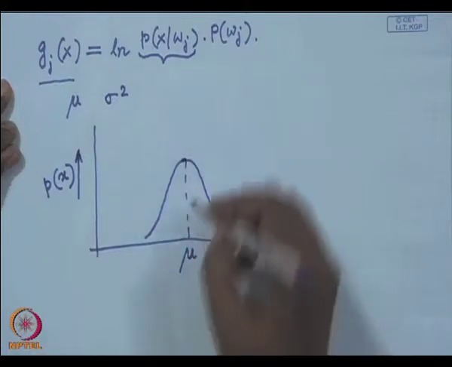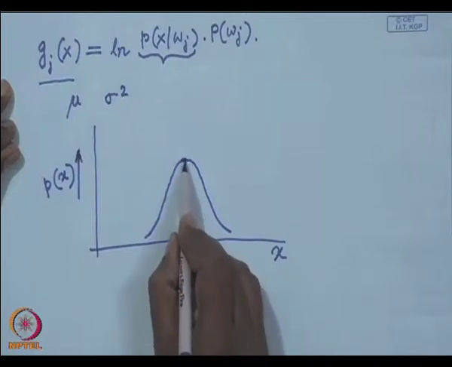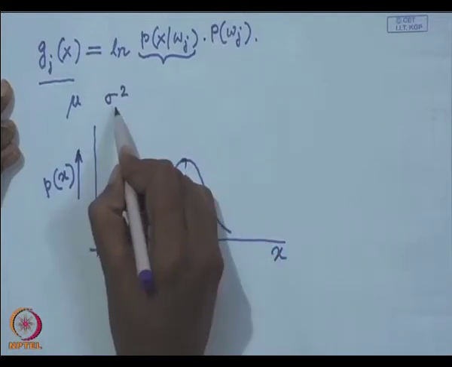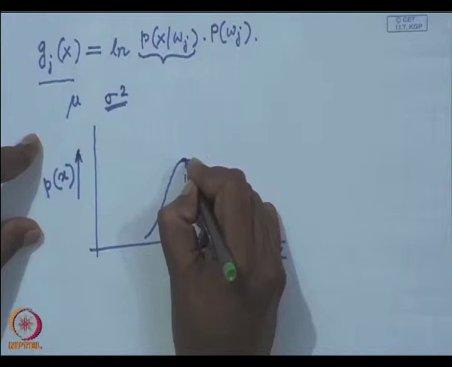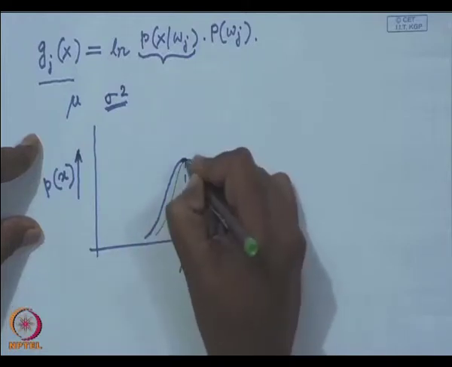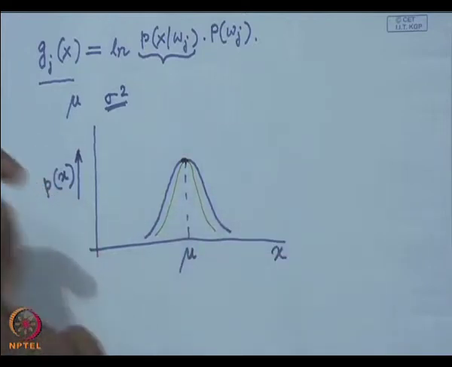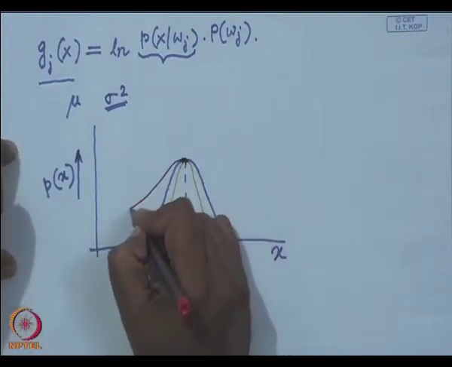You all know that the position of the peak is decided by the mean of the samples, which is mu, and the shape of this probability density curve depends upon the variance, which is sigma square. If sigma square, the variance, is very small, the curve will be very sharp, something like this. And if the variance is large, then the curve will be a flat one, which is like this.